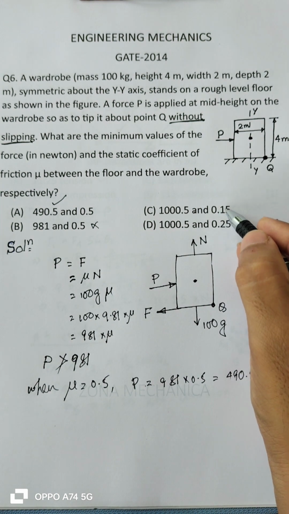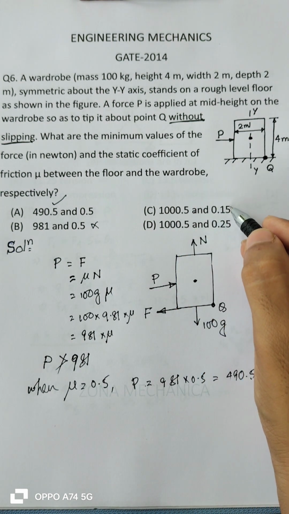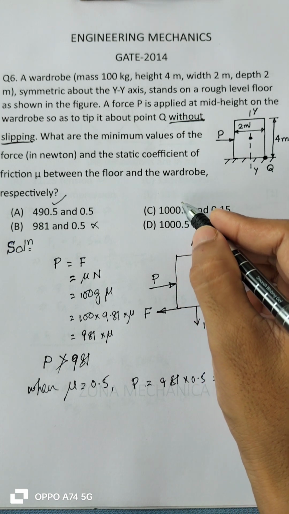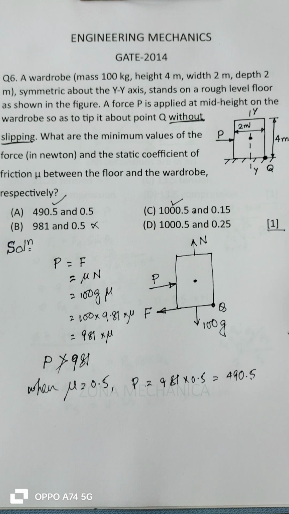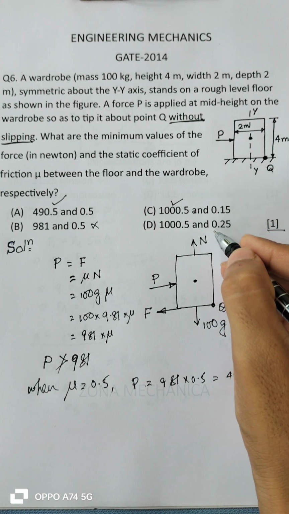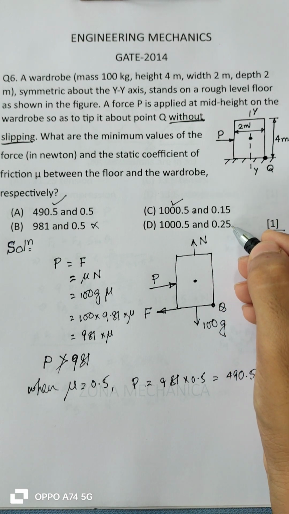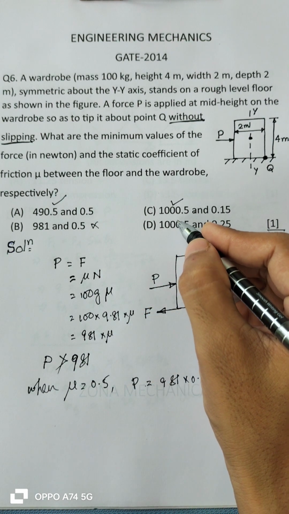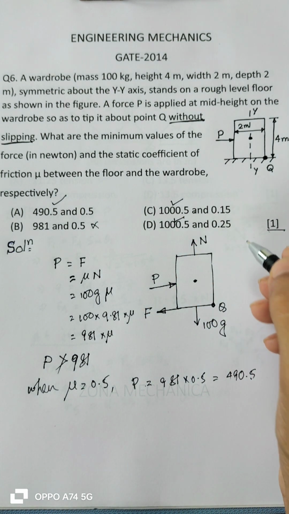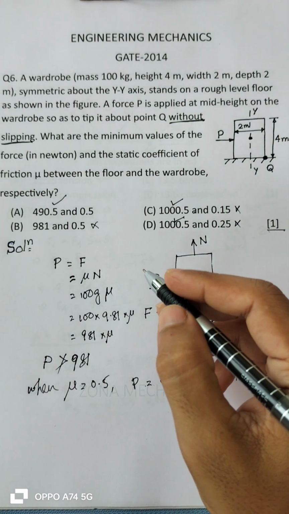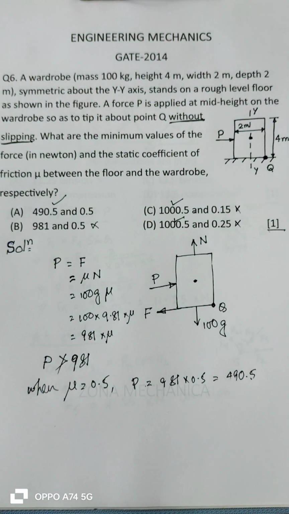And if we check these two values also, if we put 0.15 as the value of mu, then it won't give 1000.5. And also if we put 0.25 as the value of mu, it won't give 1000.5. So these two are also wrong. Only option A satisfies this condition. So option A is the correct answer.